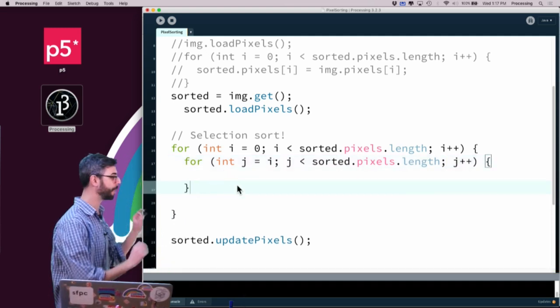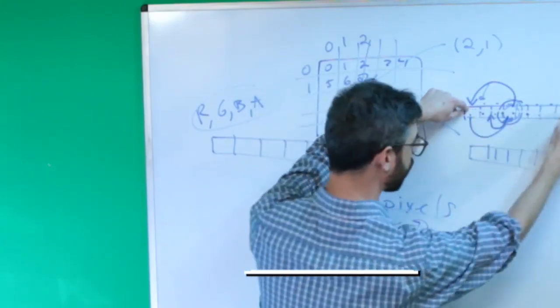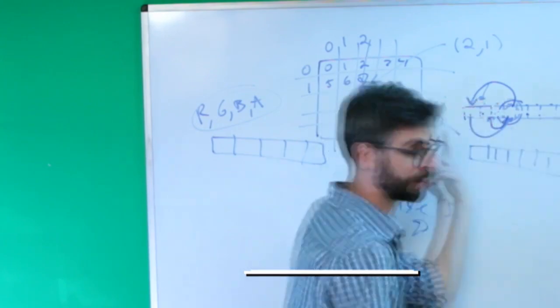Okay, right? Because again, if I come back to that diagram, I want to start at 0 and look through all the pixels. Then I want to go to 1 and look through all the pixels. Then I want to go to 2 and look through all the pixels.